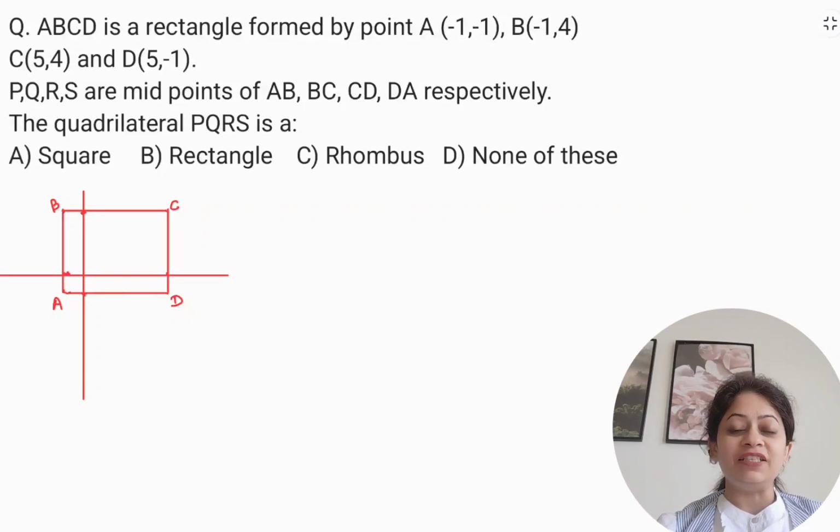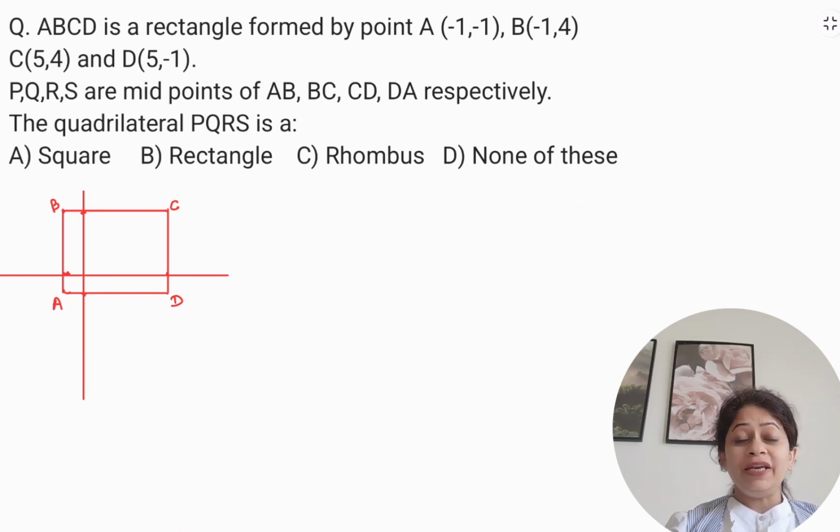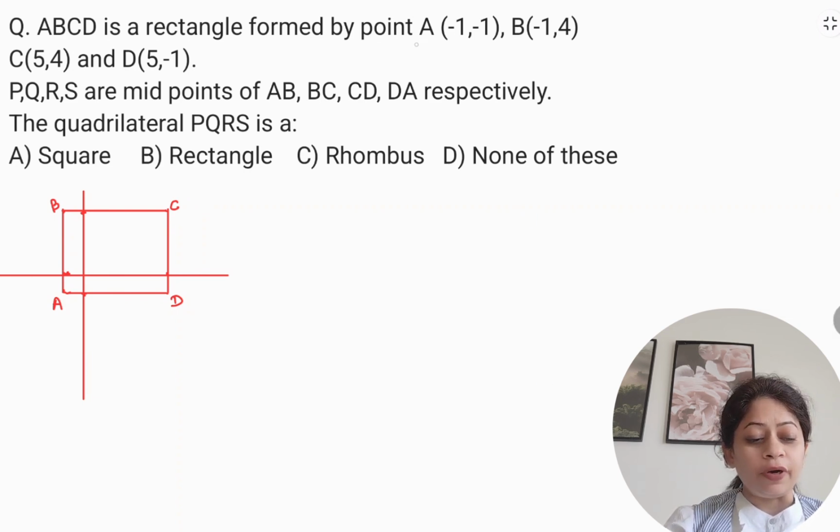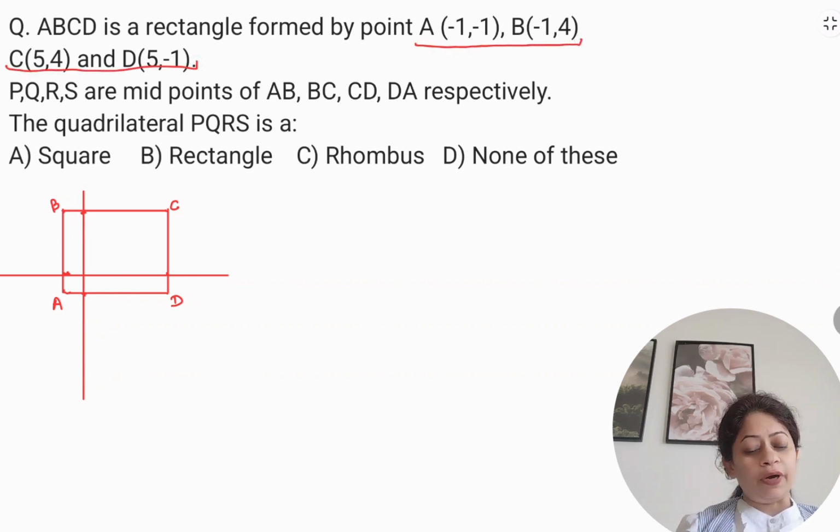I am Upasana Taneja and today we are starting another Maths Olympiad question, which is very important. If you look at it carefully, this says ABCD is a rectangle formed by 4 points. We are given these 4 points A, B, C and D, and they say that P, Q, R, S are midpoints, right?